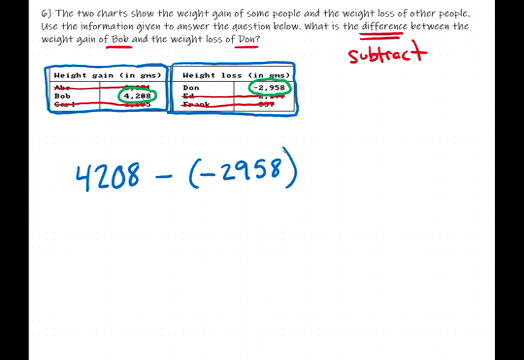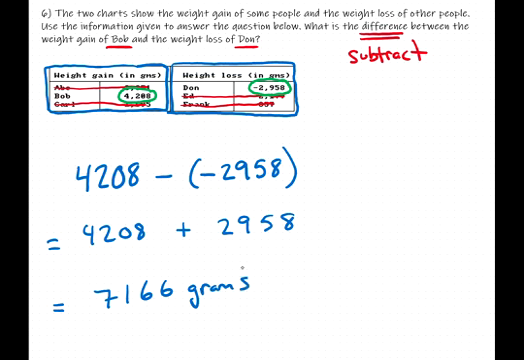All right, and if we're subtracting a negative, two negatives make a positive, so that's the same as saying 4,208 plus the minus makes a plus, 2,958. And when we add these two numbers, which I've already done in a calculator, we get 7,166 grams. I know it's grams because the chart is labeled in grams. Okay, and that's our final answer, and that does it for this problem. I hope this was helpful.